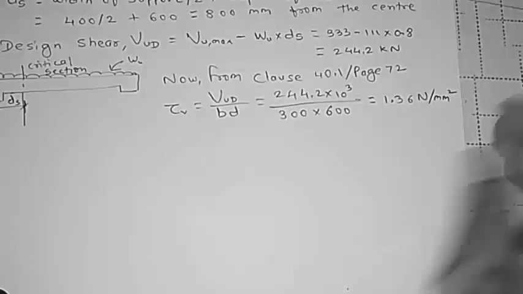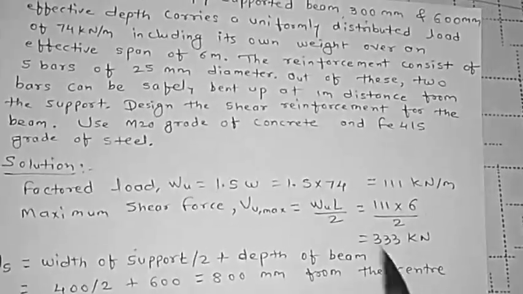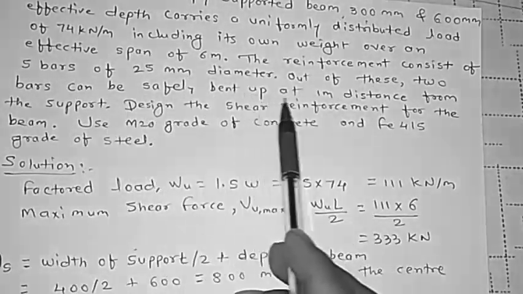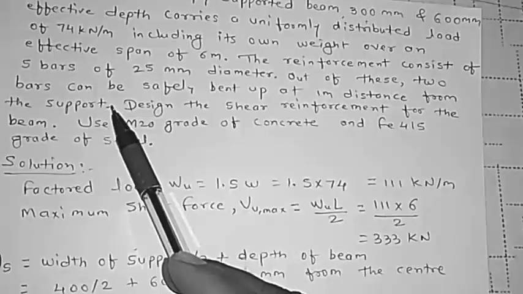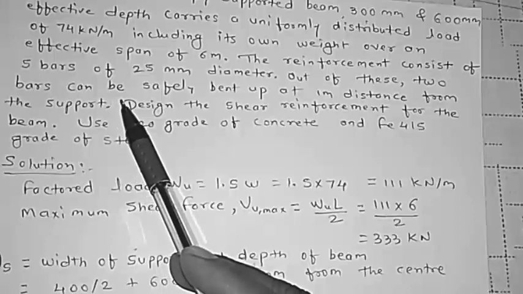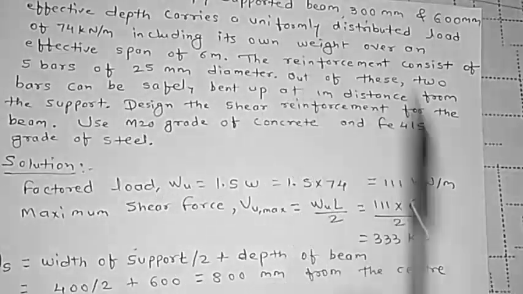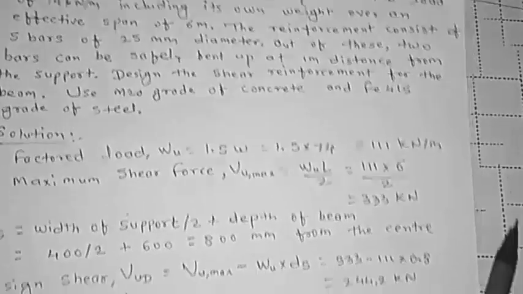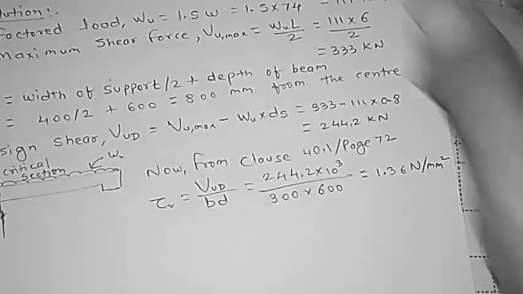Now we know that in the problem it is given that there are total 5 bars of 25 mm diameter, and out of these 2 bars can be safely bent up at the 1 meter distance from the support. So remaining 3 bars would be at the support, and 2 bars would be bent up. So 3 bars would be at the bottom and 2 bars would be at the top. So we can calculate that Ast, and the next one would be to check.